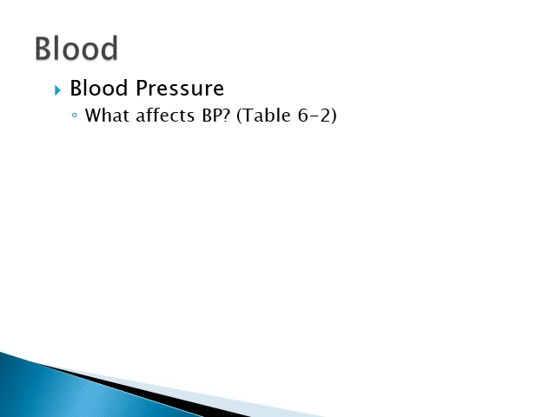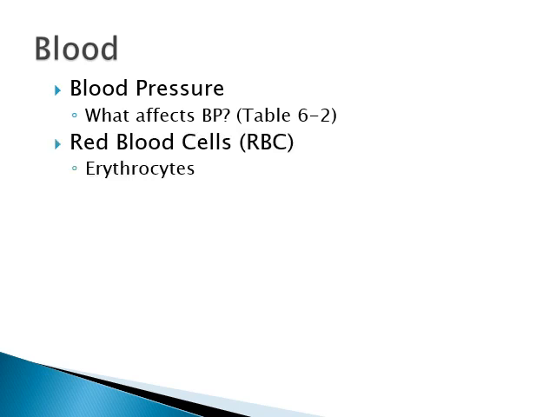Now, if we look at what affects blood pressure, again, as we know, we talk about systole and diastole. Systole is going to be the pressure as the heart is actually contracting. Diastole is going to be when it's at rest. So you're going to have those two different measures, and we'll get into what would be considered normal blood pressure and what would be considered too high and too low.